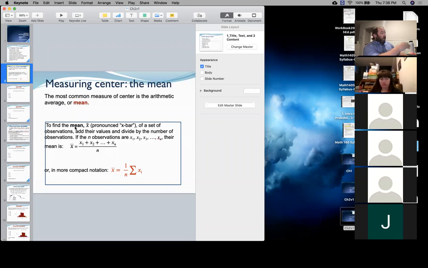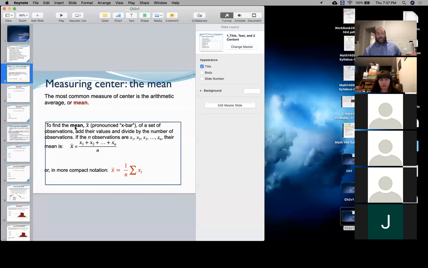What do we do? x1 plus x2 plus x3 plus x4 plus all the way through xn. And then we divide by n, and that gives us x bar. This is something that you've seen before. I remember even as a kid, you take a few tests, you want to know what your average is. What do you do? You add them up and divide by how many tests you took, right? We should be familiar with this.